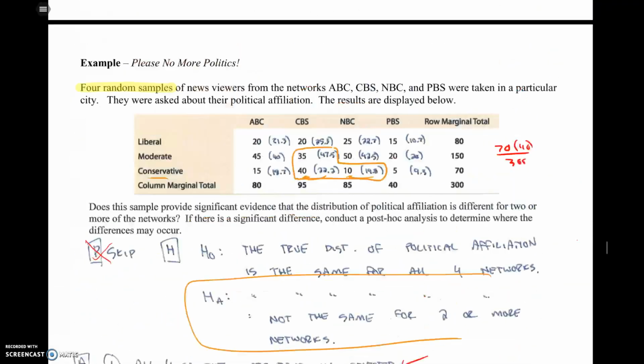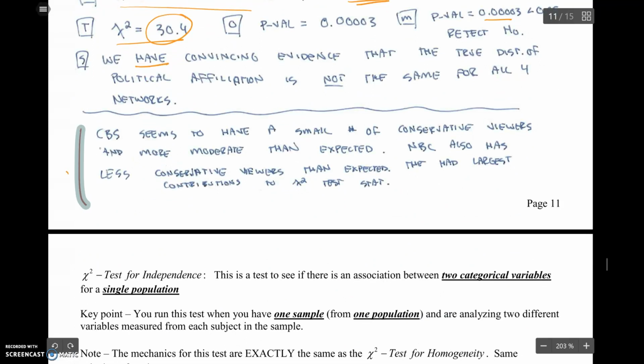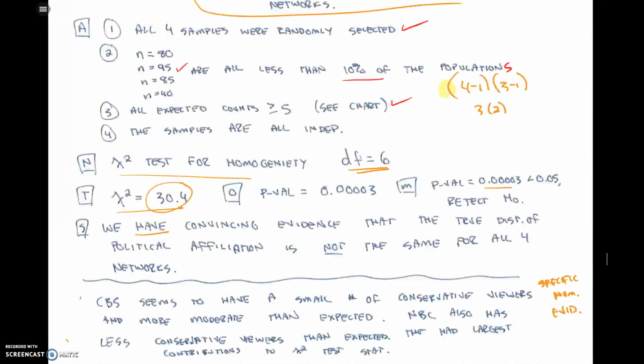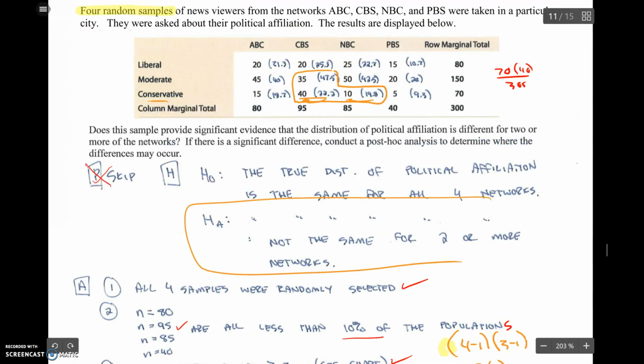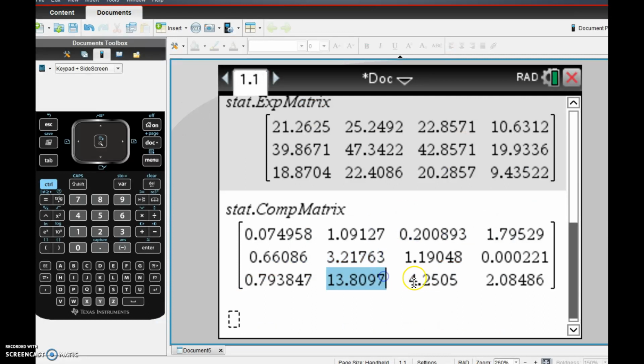So perform a post hoc analysis, and I'm sorry, I don't really like my answer here. I don't like it because I don't have specific numeric evidence. I need to rewrite it, I'm sorry. But basically I said CBS seems to have a small number of conservative viewers and more moderate viewers than expected. NBC also has less conservative viewers than expected and has the largest contribution to the chi-squared test statistic. But it doesn't say anything about any specific numbers. It doesn't talk about the comparison of expected versus observed, nor does it comment on these things.